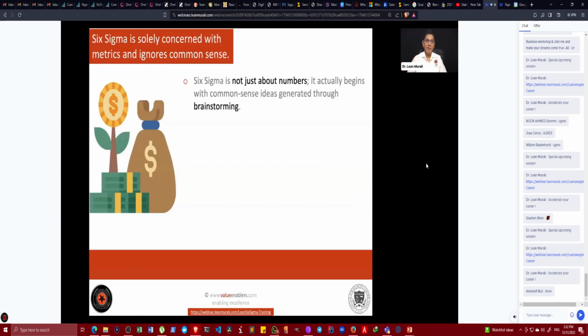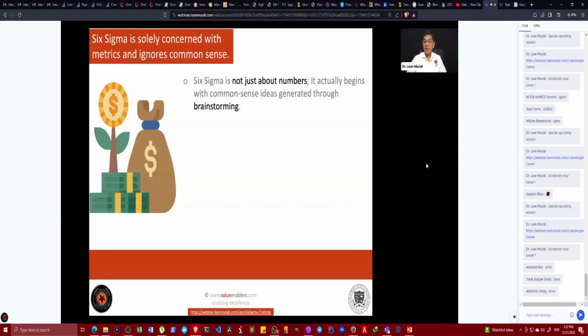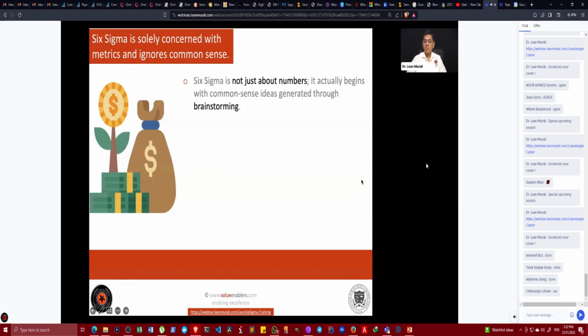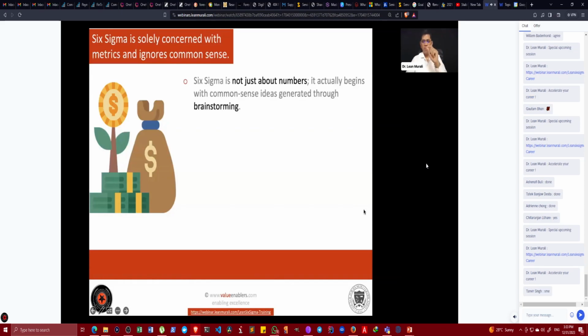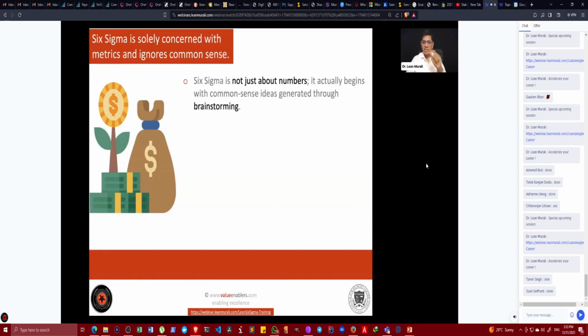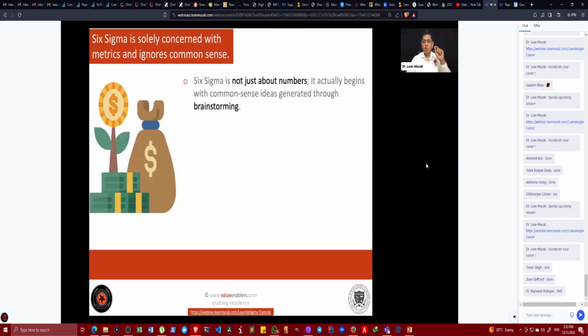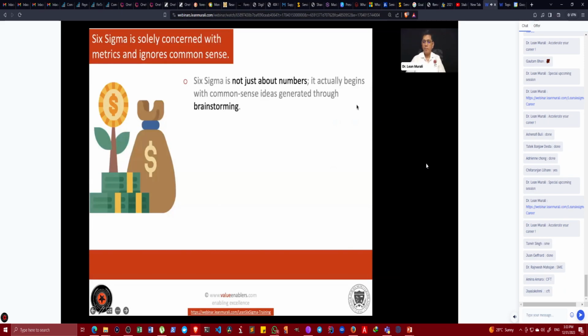So Six Sigma, when several causes are there and causes are unknown, when the causes are unknown, it starts with brainstorming, okay, where you collect a lot of ideas, because cross-functional team and subject matter experts are very, very important. All of you type SME and CFT. SME means subject matter expert. CFT means cross-functional team. So cross-functional team and subject matter experts are also very important.